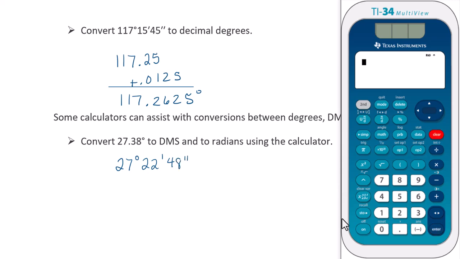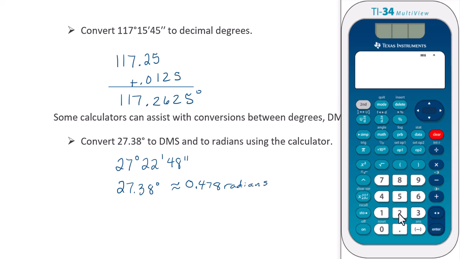Now let me show you how to change 27.38 degrees to radians in the calculator, just using that angle menu. 27.38, again, we have to go into the angle menu to tell the calculator that this is a degree measure. And if you go ahead and hit enter, if you're in radian mode up here, it will change it. So this is approximately 0.478 radians.